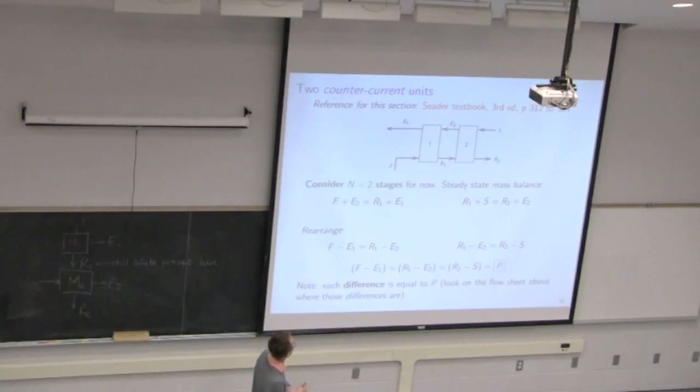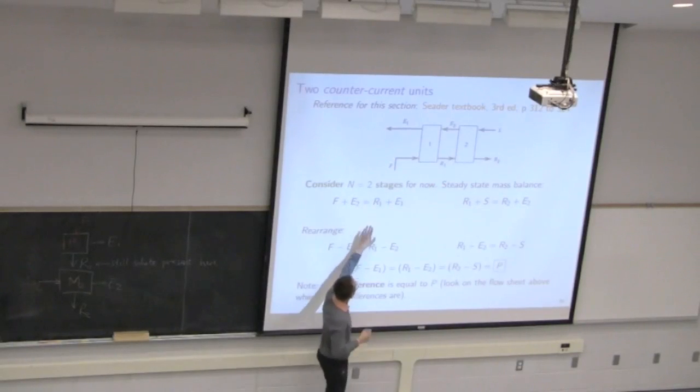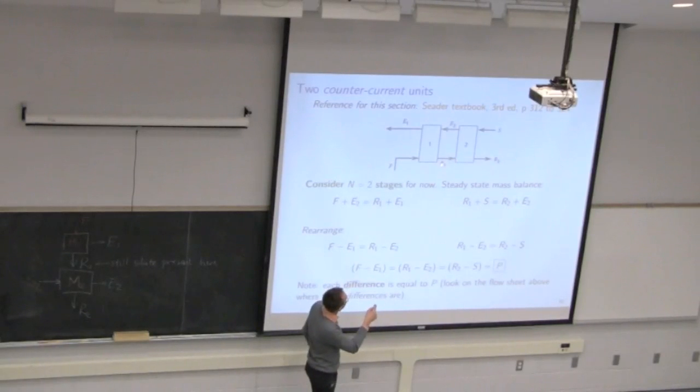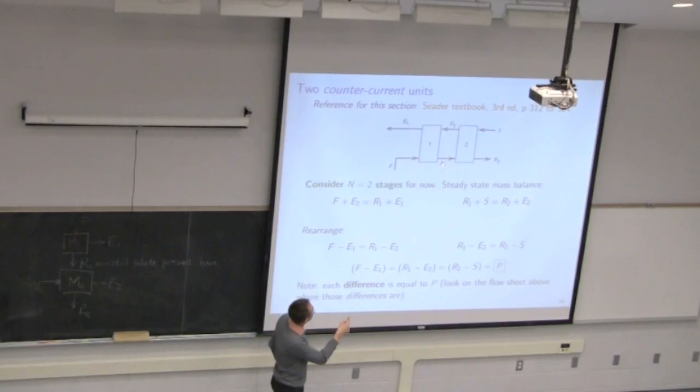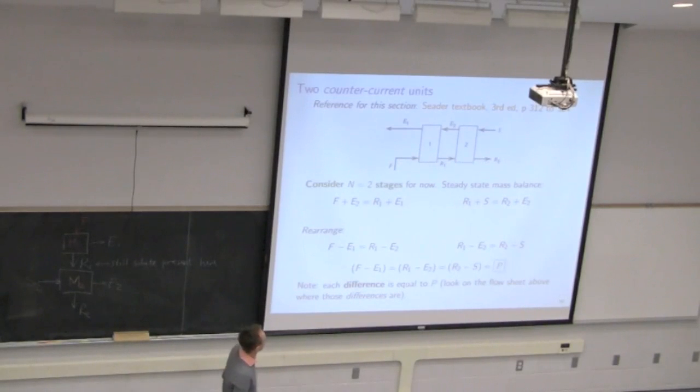So let's take a look at the first unit here. This is my first theoretical unit. I have a feed coming in, and I'm going to also have this extract from the second stage coming in. So this is going to be my solvent phase, which contains mostly solvent and a bit of solute. So I'm going to mix F plus E2, that's my mass in. My mass out is the raffinate R1 leaving over there. So that's hopefully got less solute in it now. F, the solute feed coming in, has been removed, and R1 should have less solute. I also have extract E1 leaving. So that's my mass flows in and mass flows out for the first unit.